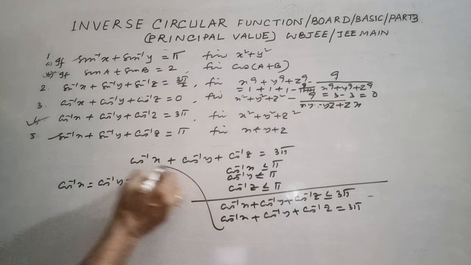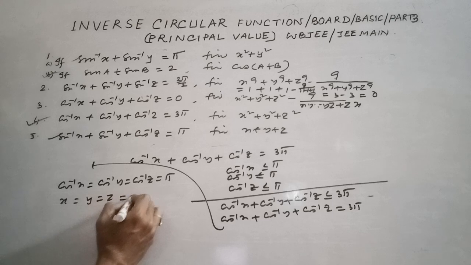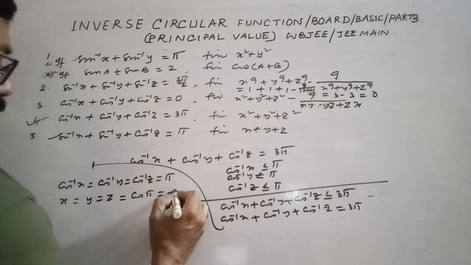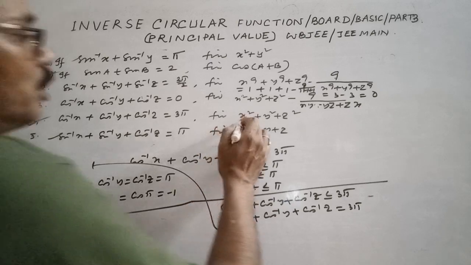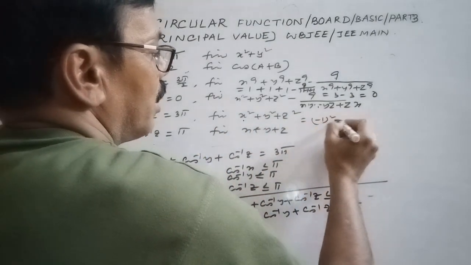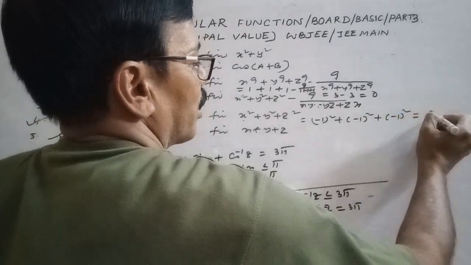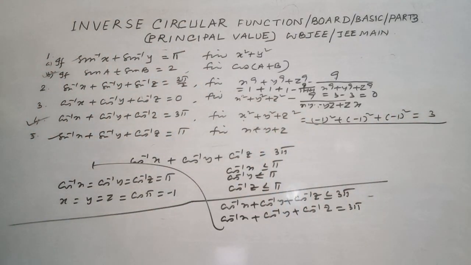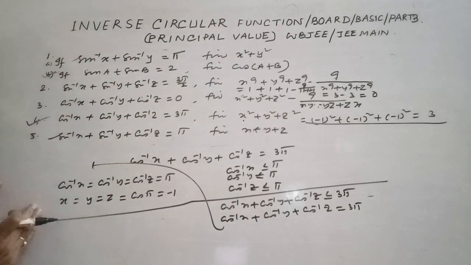It is possible when, so what is x? x equals y equals z equals cos pi. Cos pi is minus 1. Now what is the value? So minus 1 whole square, plus minus 1 whole square, plus minus 1 whole square. So the value is 3, using the maximum value.